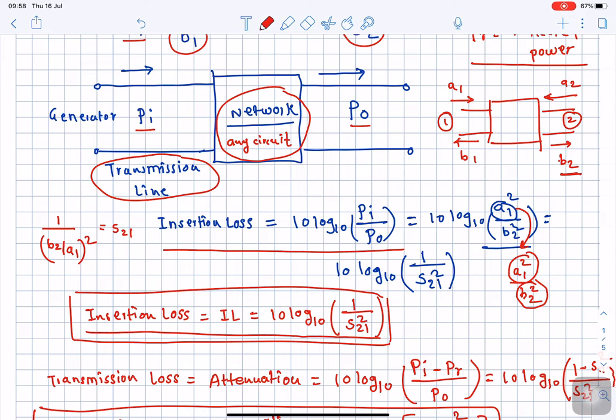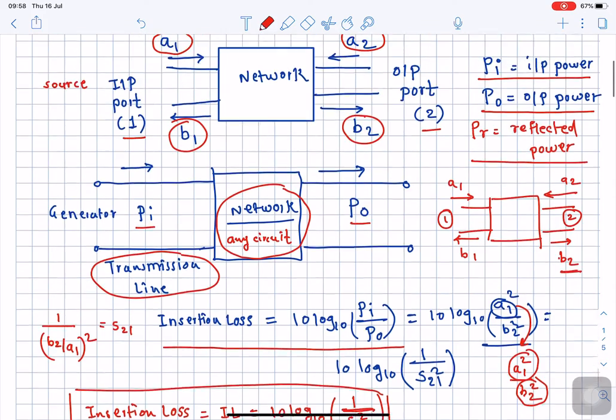10 log to the base 10 of 1 upon S21 whole square, where S21 is nothing but the transmission coefficient. Okay, so this is how we represent the insertion loss in terms of a wave representation, and the waves are representing either voltages or current. In order to convert them into power, we will take square of it, and we will represent that in terms of a power, and that can be represented back conveniently in the form of scattering parameter.